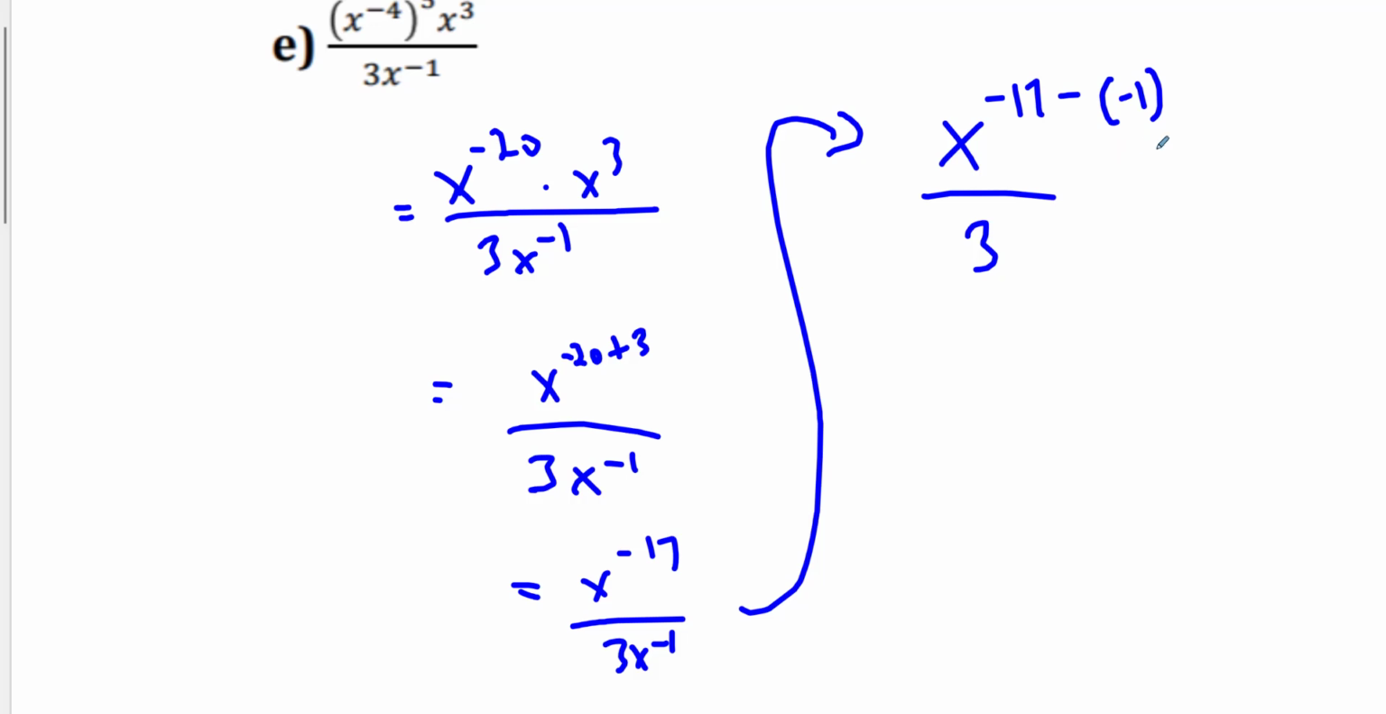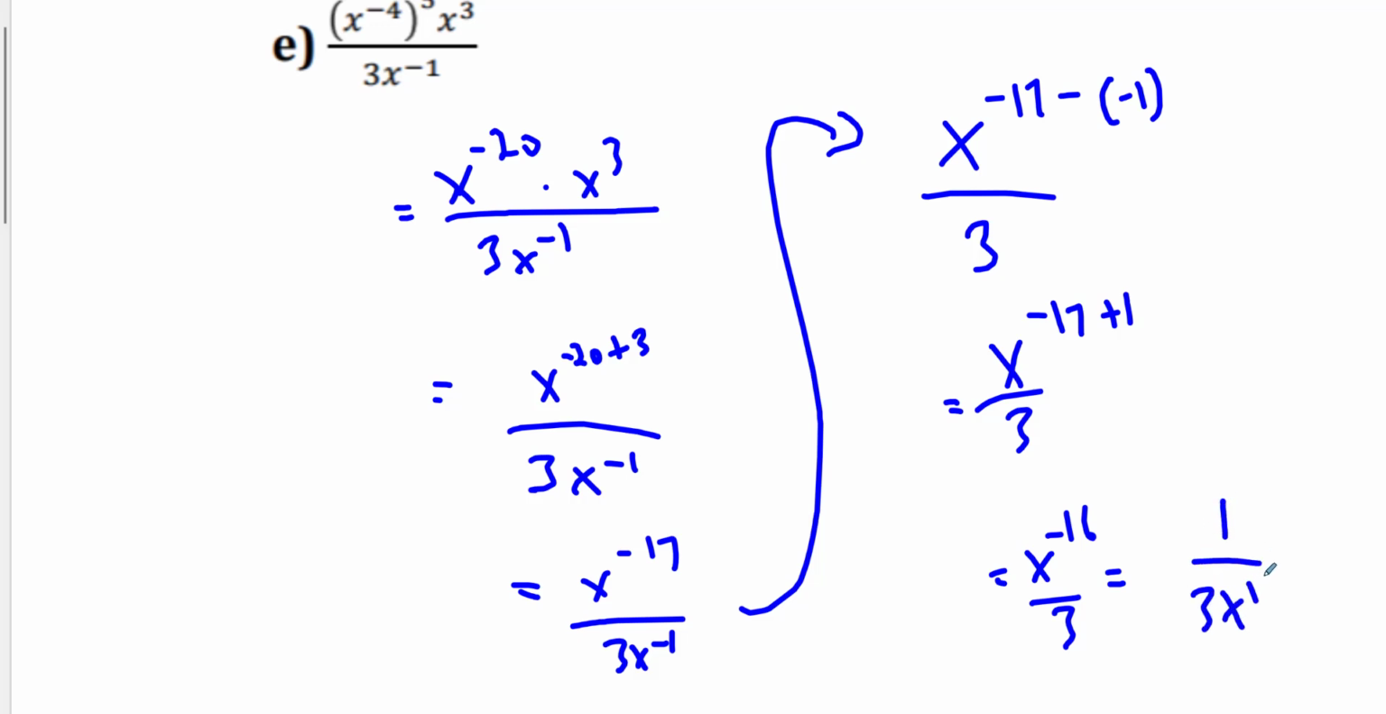Be careful. Don't forget to write it correctly. So this becomes x to the power of negative 17 plus 1 over 3. And obviously that's just x to the power of negative 16 over 3. And the final answer is 1 over 3x to the power of 16.